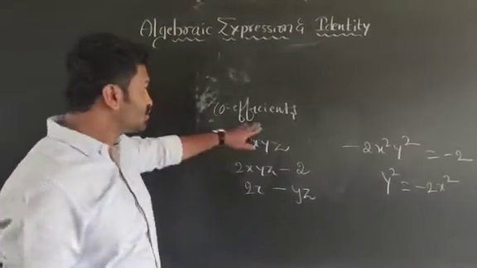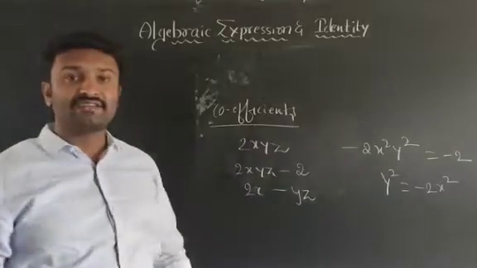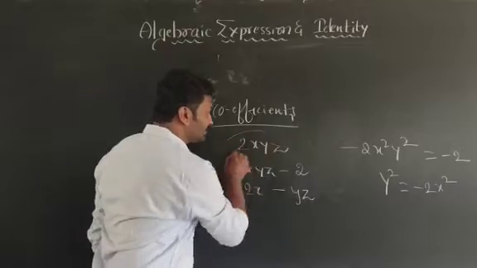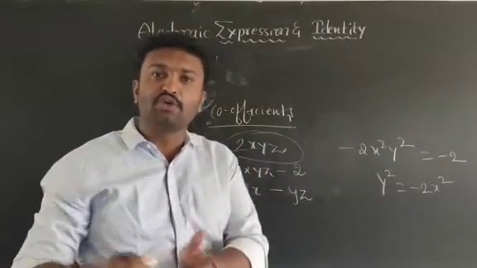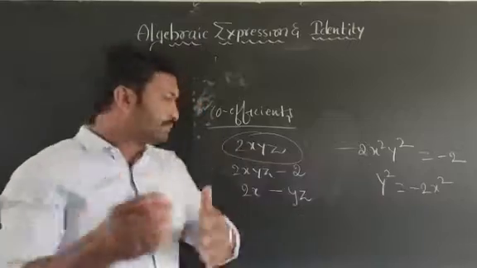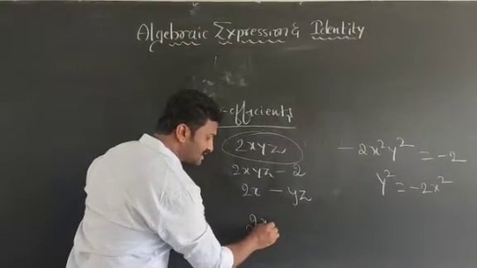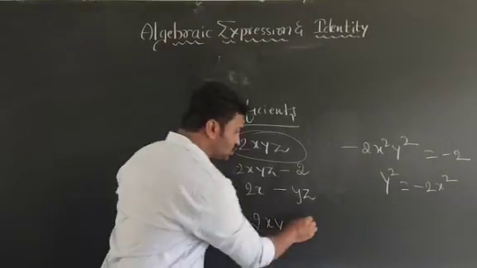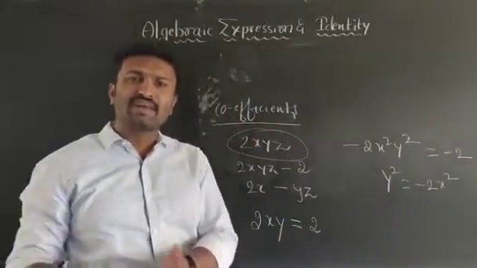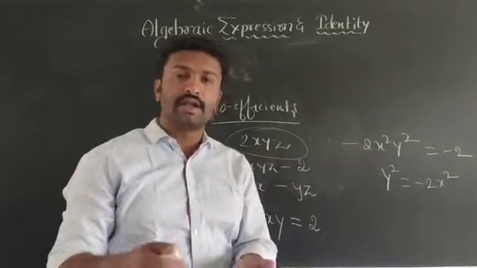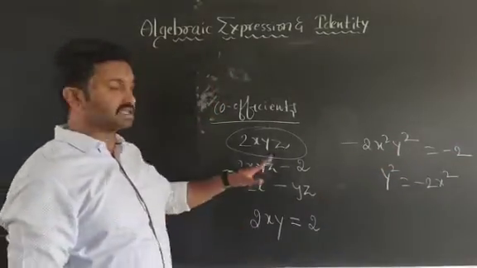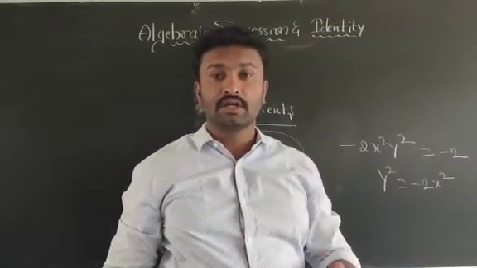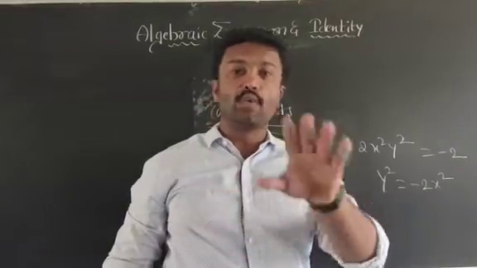In other words, this coefficient is defined as the numerical factor of this term. Means you have to take out the numerical part only. For example, one more example, 2xy. The numerical coefficient of this 2xy is 2. It is the numerical factor of the term. Next, like terms and unlike terms. First we discuss about terms. What are terms? A term is the combination of numerical and variable.